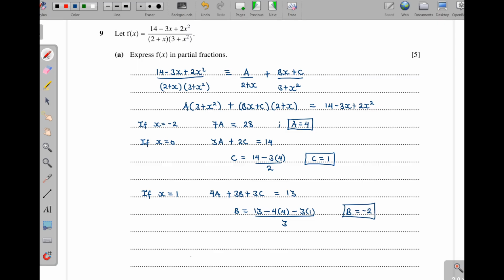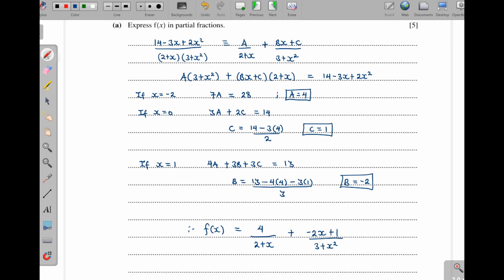Then this simply implies that our f of x here is going to be equal to a, which is 4, divided by 2 plus x, and then plus our b, which is negative 2, so we shall have negative 2 of x, then our c is 1, then we divide by 3 plus x squared. Okay, and that is our final answer here.